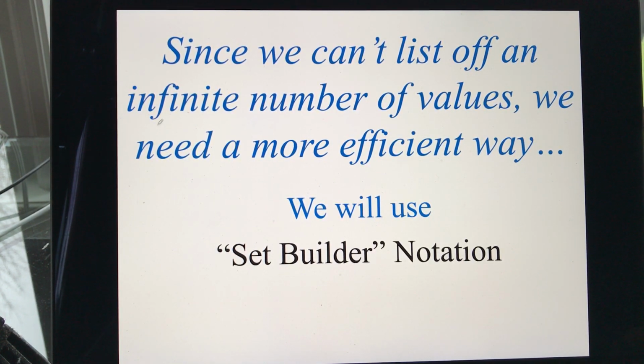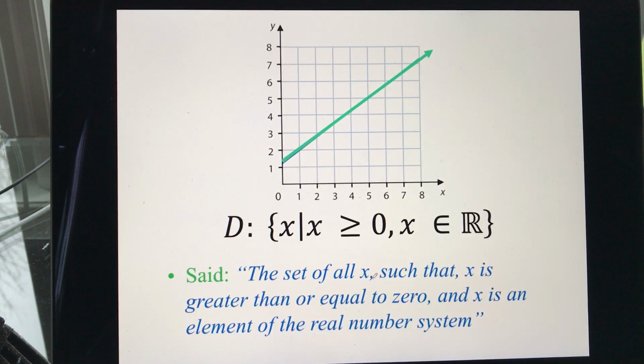And since we can't list an infinite number of numbers off, we're going to use what we call set builder notation. It's how we're going to write domain and range. So for this example here, this is said the set of all x. So the set, this is the set builder notation, the set of all x such that x is greater than or equal to 0, and x is an element of the real number system. That's what we've written here.